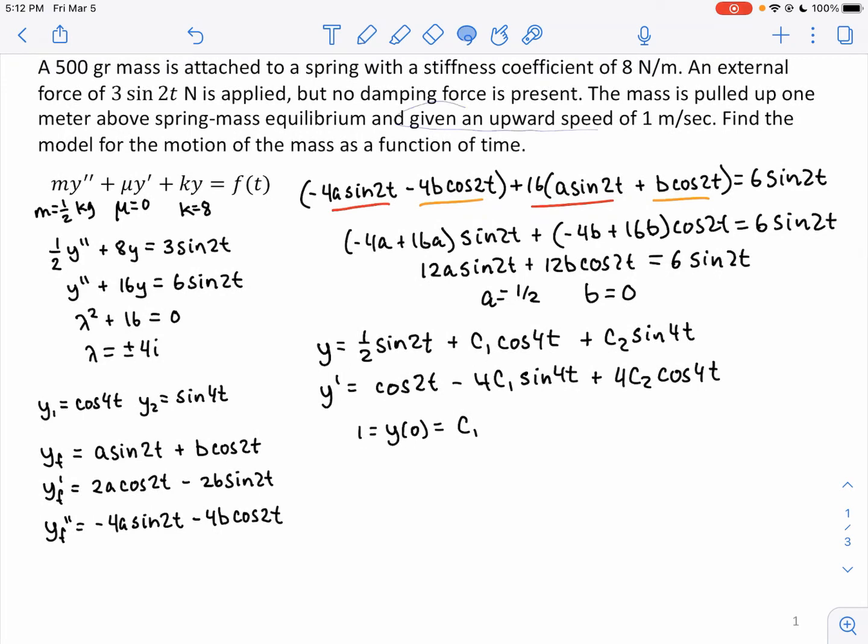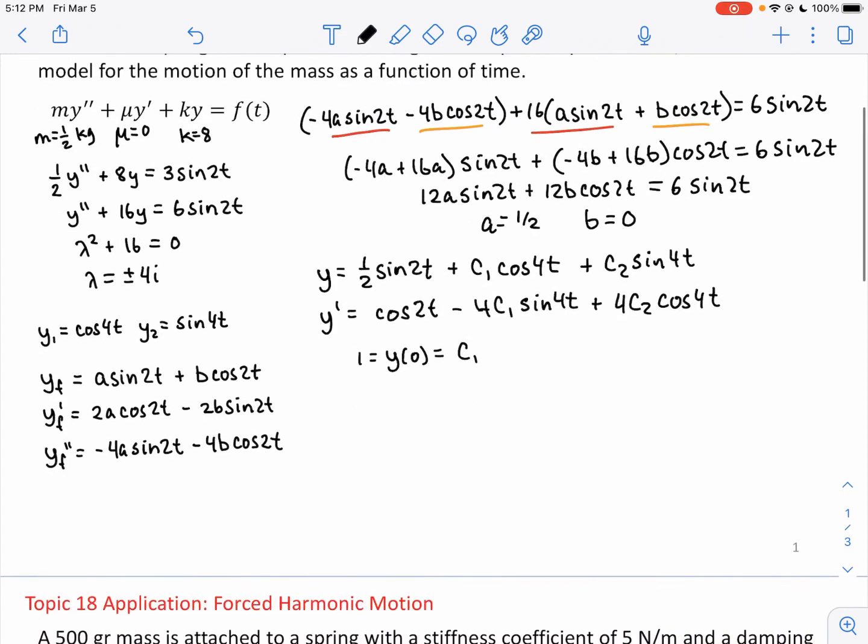Okay, now let's look at the other part of our initial condition. We were given an upward speed of 1 meter per second. So velocities going up are positive, velocities going down are negative. So it's going to be a positive 1 will be our y prime at time 0. So plugging in 0 into y prime, this term is going to 0 out. Cosine of 0 is a 1, so we get a 1 to begin. Cosine of 0, that's a 1, so we get a plus 4c2.